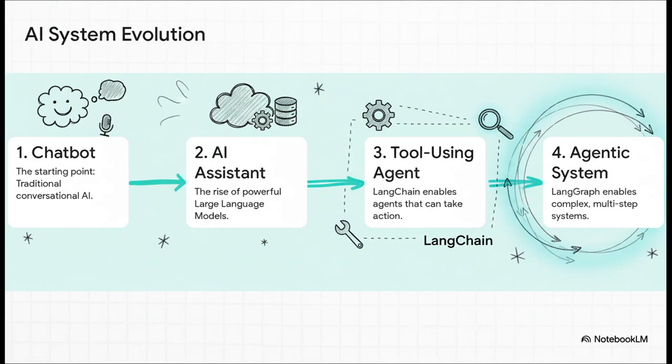You know, this slide does a great job of showing the journey we've been on. We started with basic chatbots. Then LLMs gave us these pretty capable AI assistants. LangChain took us to the next level, the tool-using agent. And now LangGraph is enabling that final step, the fully coordinated multi-step agentic system. It's a really clear progression.